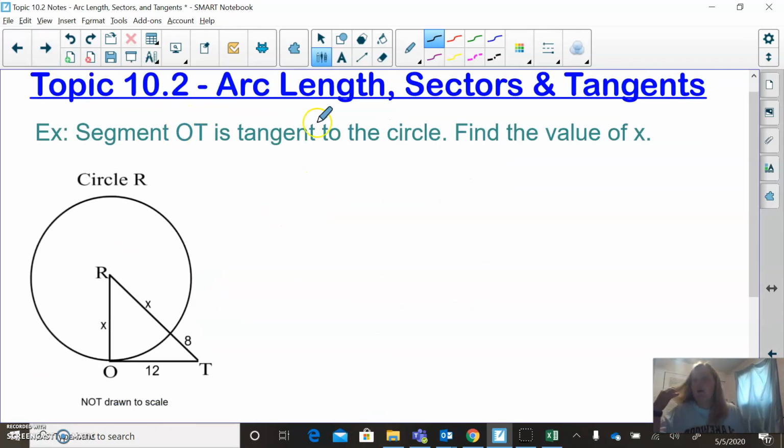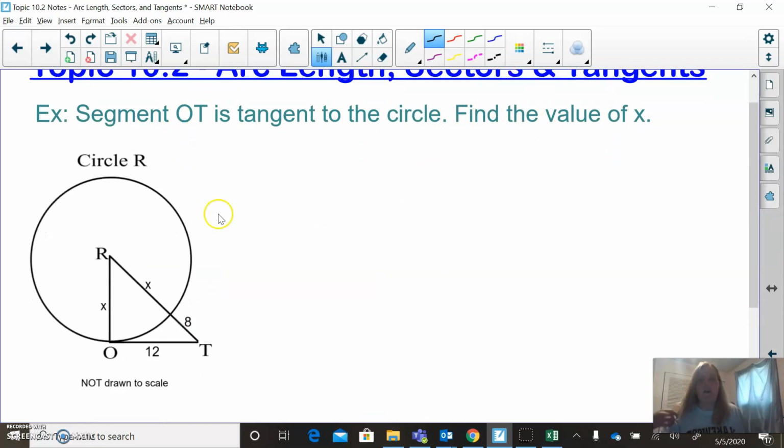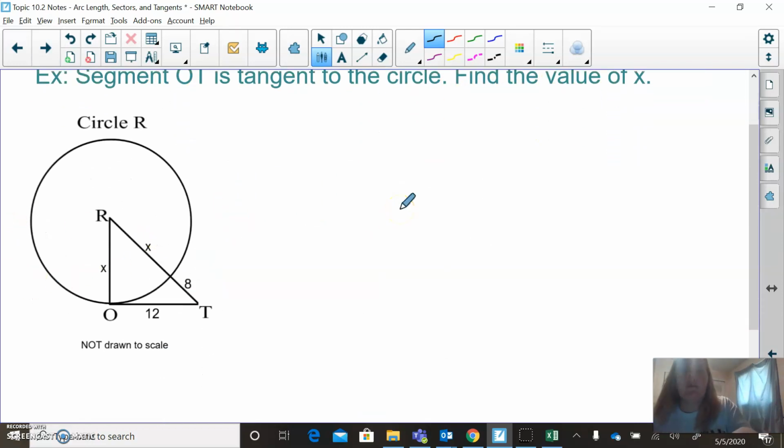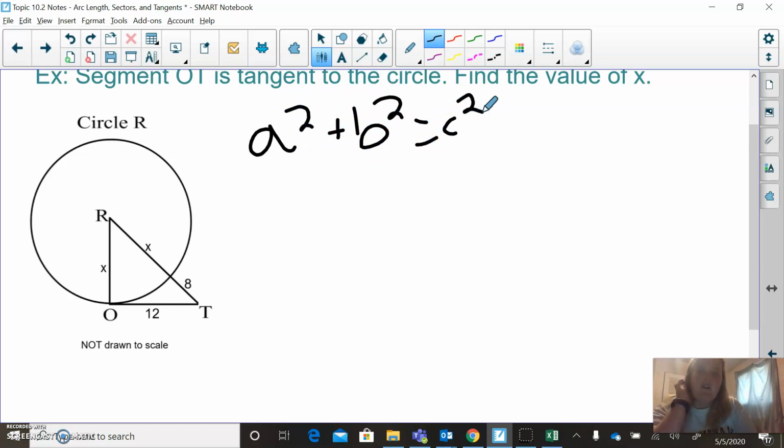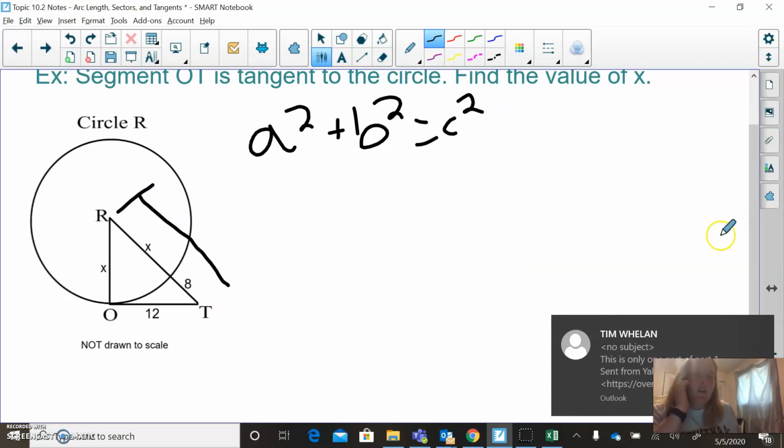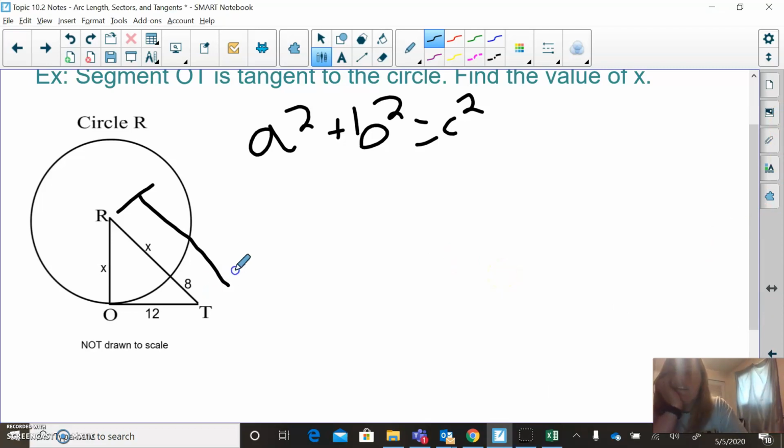Alright, guys, so let's look at our next problem. Segment OT is tangent to the circle. Find the value of X. Now remember, we're still going to be using a squared plus b squared equals c squared. But c is this entire length right here, and you have to add the two pieces together. So inside is x, the outside is 8. So this is actually x plus 8.